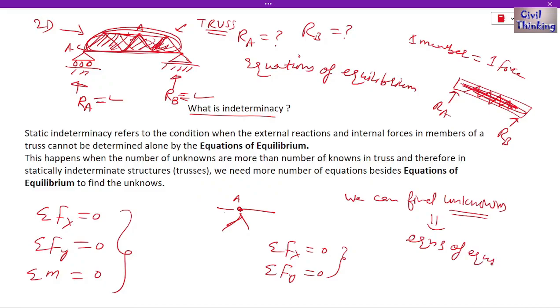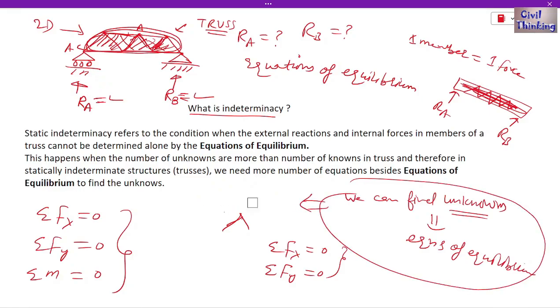Equations of equilibrium. Okay, then we say this structure is determinate. And if we are not able to find the unknowns with the help of these equations, then we say it is indeterminate.